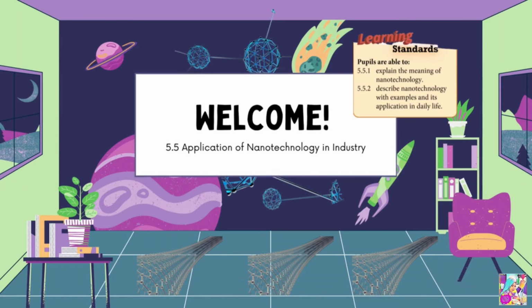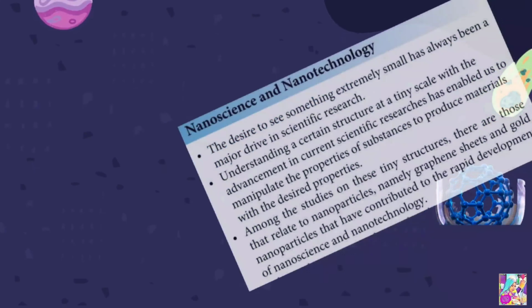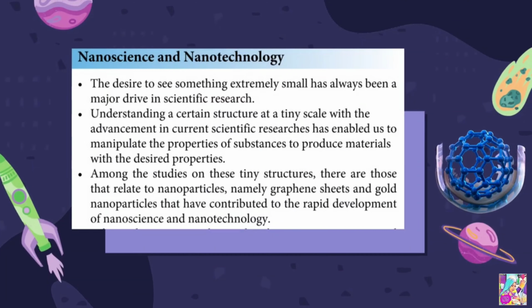For this subtopic, you must know how to explain the meaning of nanotechnology and you must describe nanotechnology with examples and its application in daily life. With the evolution of technology, alternatives have been sought to produce more sophisticated and efficient materials with lower production costs. Now, let's look at the background of nanoscience and nanotechnology.